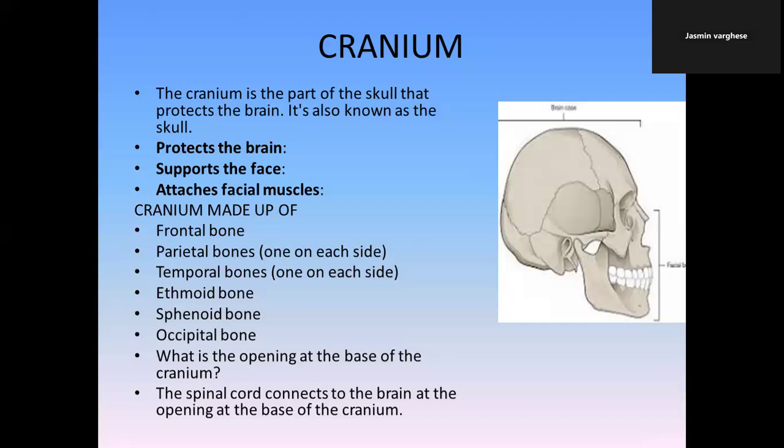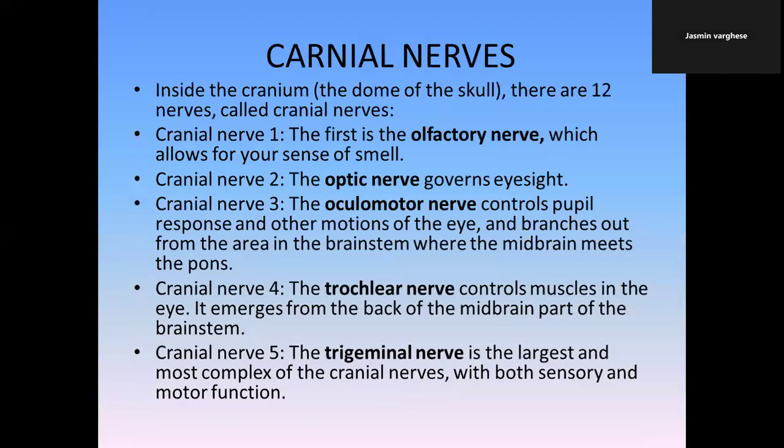What is the opening at the base of the cranium? The spinal cord connects to the brain at the opening at the base of the cranium. So the cranium is the part of the skull that protects the brain, supports the face, and attaches the facial muscles. And we have 12 cranial nerves inside the cranium, or the dome of the skull.